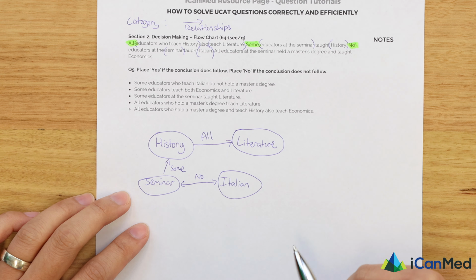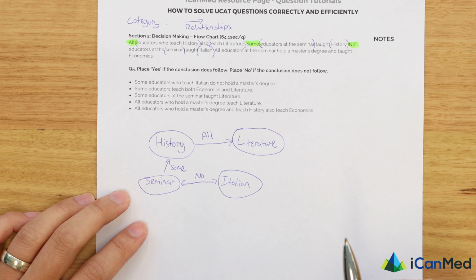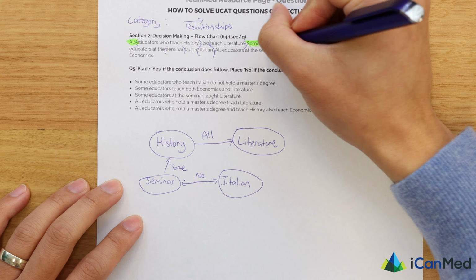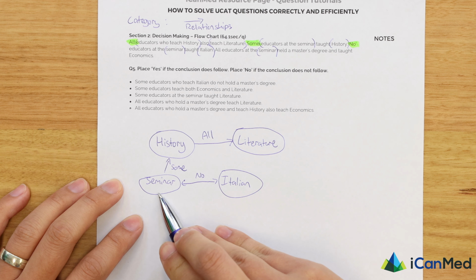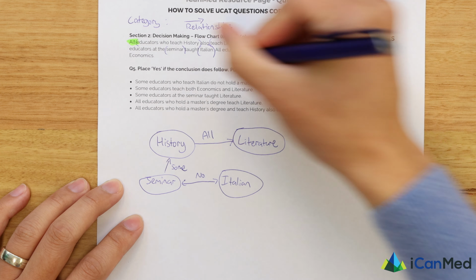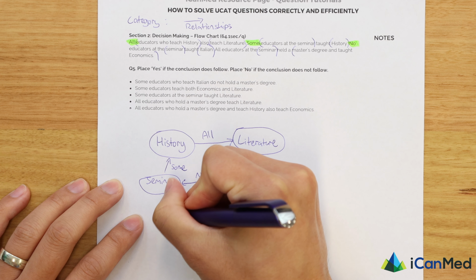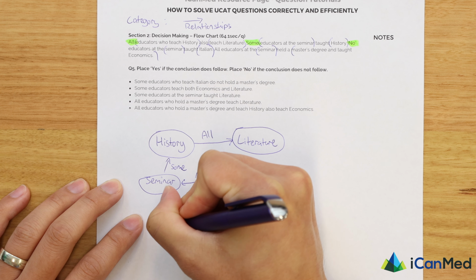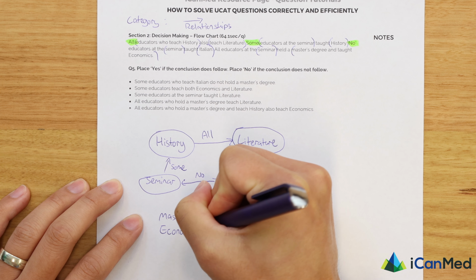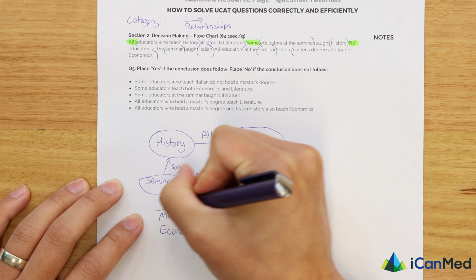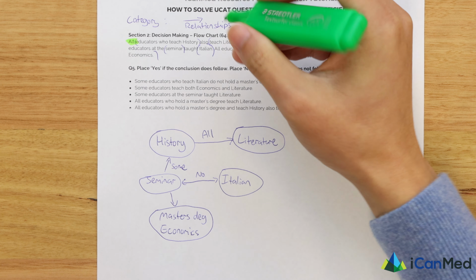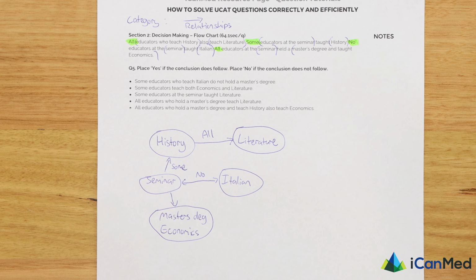Now, the last sentence says all educators at the seminar held a master's degree and taught economics. So all educators at the seminar, that's this bubble here, they had a master's degree and taught economics. That is my second bubble. So from the first bubble to my second bubble, it's connected with the word all. So that is the relationship that I write on the arrow.